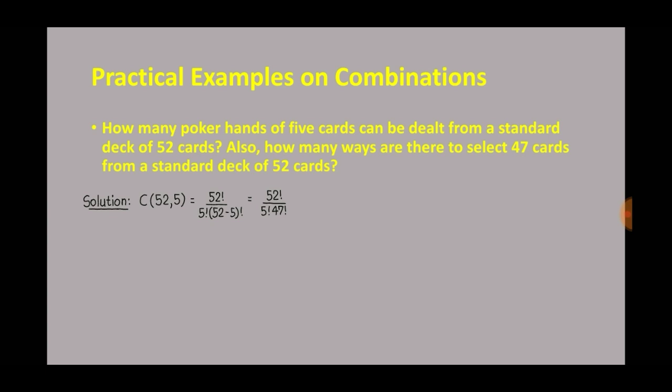Practical examples on combinations. How many poker hands of 5 cards can be dealt from a standard deck of 52 cards? Also, how many ways are there to select 47 cards from a standard deck of 52 cards? Then 52 factorial over 5 factorial times (52 minus 5) factorial, which is 52 factorial over 5 factorial times 47 factorial.